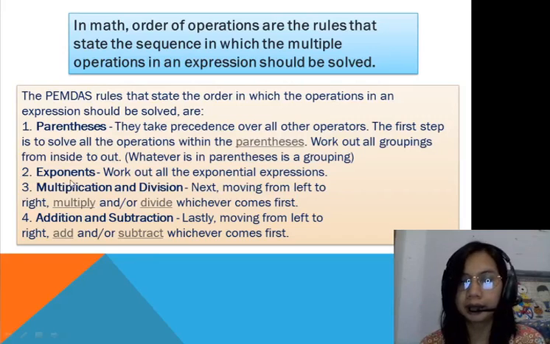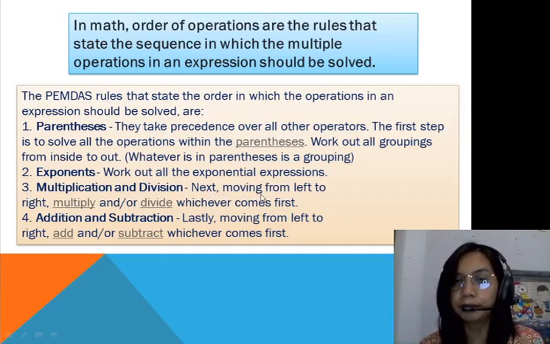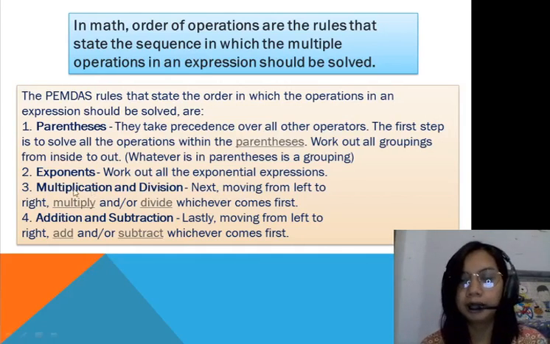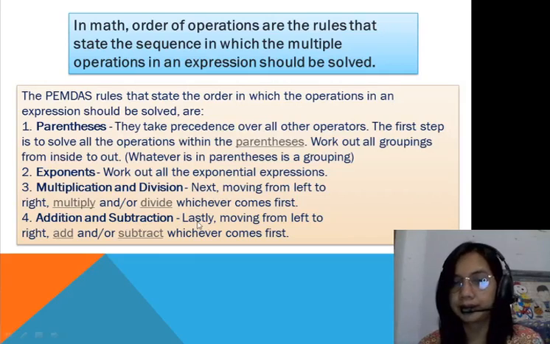Number 2, exponents. Work out all the exponential expressions. Number 3, multiplication and division. Next, moving from left to right, multiply or divide, whichever comes first. And the last, number 4, addition and subtraction. Lastly, moving from left to right, add and or subtract, whichever comes first.